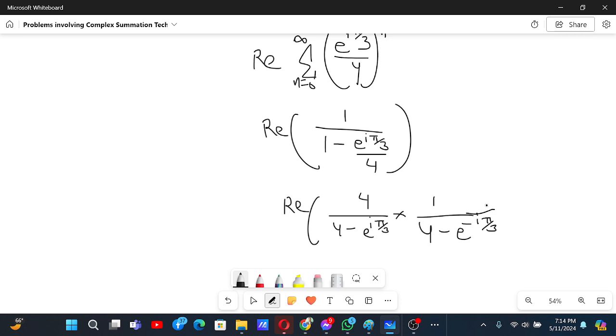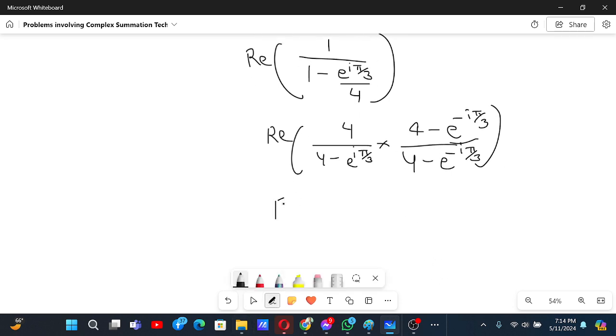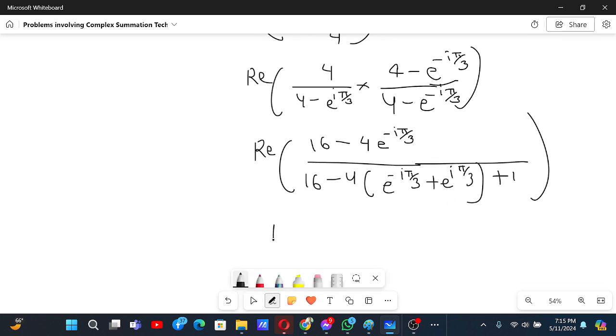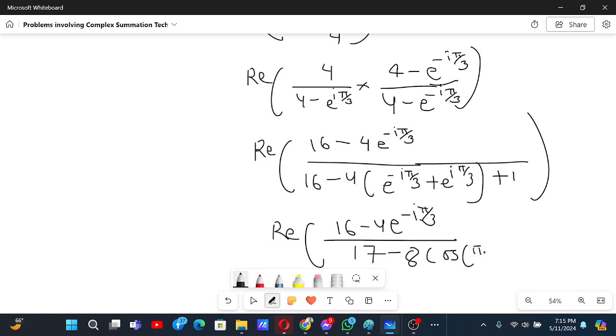If we do that, what we have is 4 minus e to the power minus i pi by 3 over the denominator, and the real part of 16 minus 4 e to the power minus i pi by 3, over 16 minus 4 e to the power minus i pi by 3, and then plus 4 e to the power i pi by 3, and then plus 1. We know that this sum is actually just 2 cos theta. So now all of this is a real number in the denominator: the real part of 16 minus 4 e to the power minus i pi by 3, over 17 minus 8 cos pi by 3.